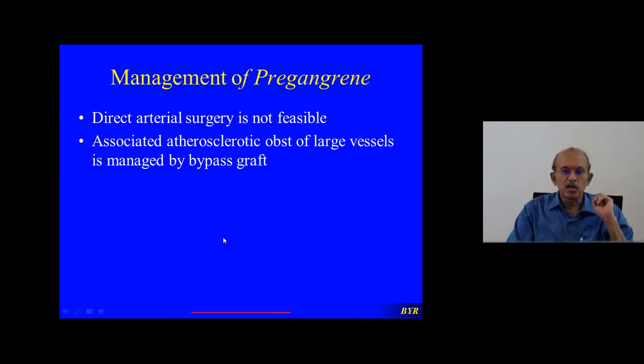But associated atherosclerotic obstruction of the large vessels can be managed by a bypass graft. So if the patient has associated atherosclerotic obstruction, you can manage it by doing a bypass graft, which may help perfusion of the limb. But usually the Buerger's disease age group and the atherosclerotic age group are not one and the same. Buerger's affects people less than 40 years, around 30 years. Atherosclerosis affects people more than 40 years. So associated atherosclerotic plaque is very uncommon.